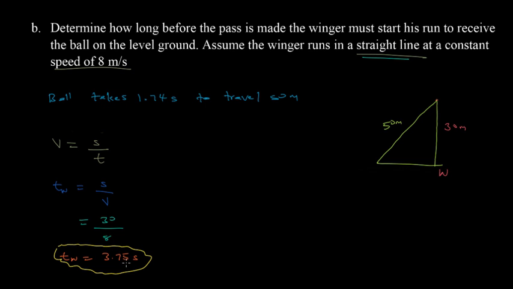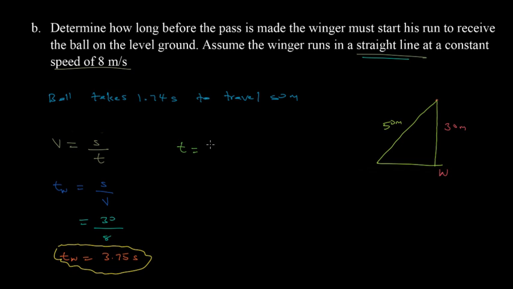Now, we want to know how long before the pass is made that he would need to start running. Since the ball would take 1.74 seconds to reach, he wants to start running a little while before the ball is kicked. So we want to know, okay, what's that time? Let's say the time t would be equal to the time that he would take to run minus the time that the ball takes to travel the 50 meters.